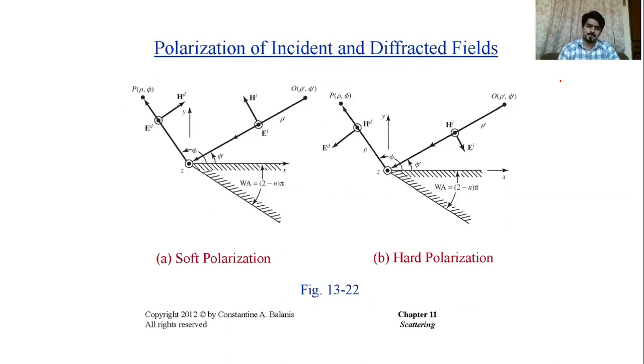Again, how do we define or how do we assume the direction of the diffracted fields? So before going into the details of the diffraction, if you remember, when we discussed reflection coefficients and derived the expressions for the Fresnel reflection coefficient in chapter 5 of the textbook written by Professor Balanis, in that chapter, when we derived the expressions of the Fresnel reflection coefficients, what did we do?